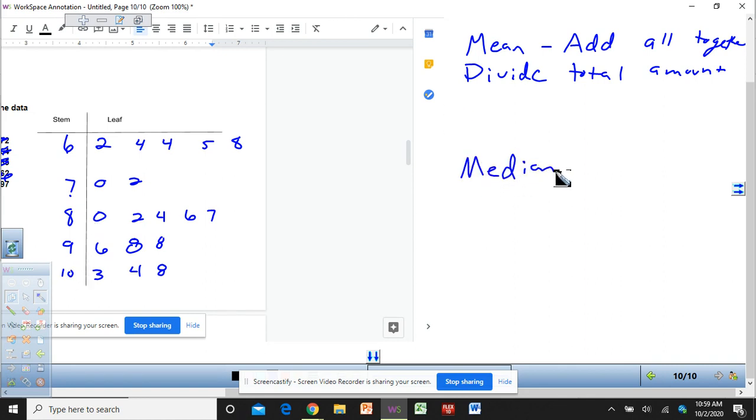The median is the middle. So all you do for that is you take out the largest one, and then you take out the smallest one. Then you take out the next largest, next smallest, all the way down till you have 1. If you have 2 left, you add those together and then divide by 2.